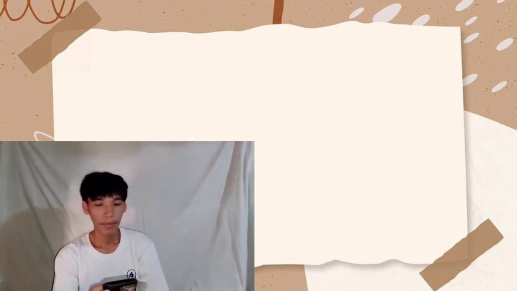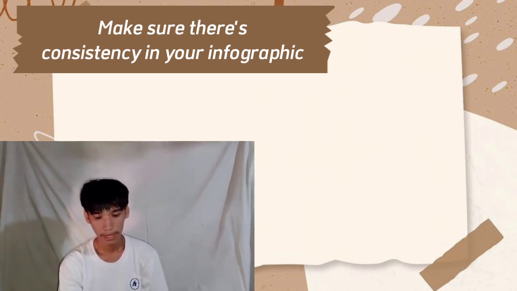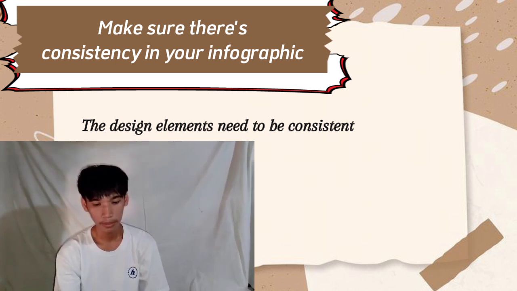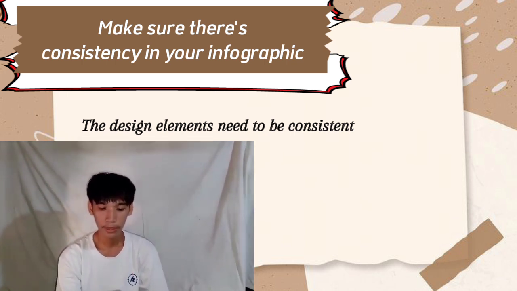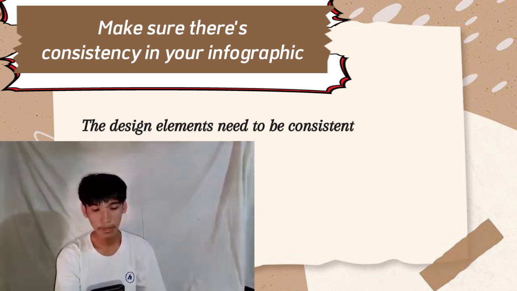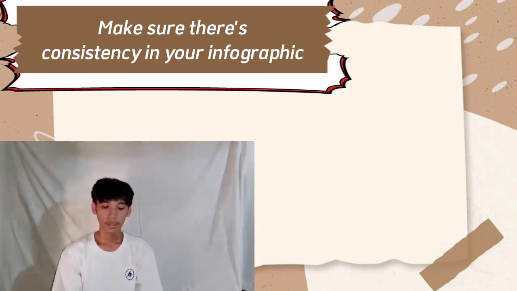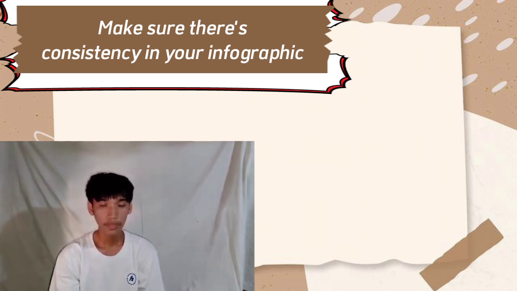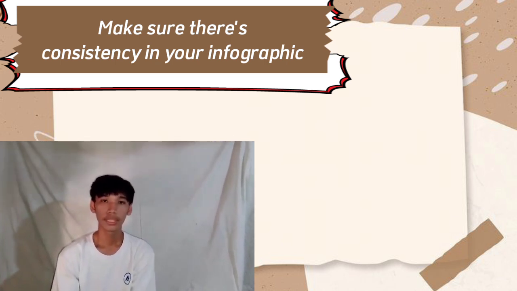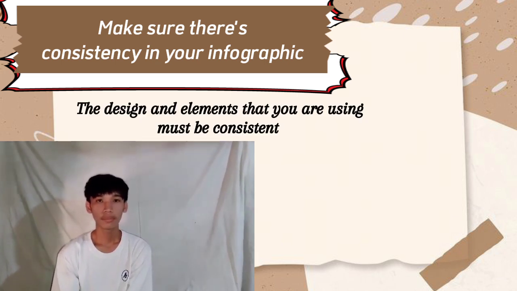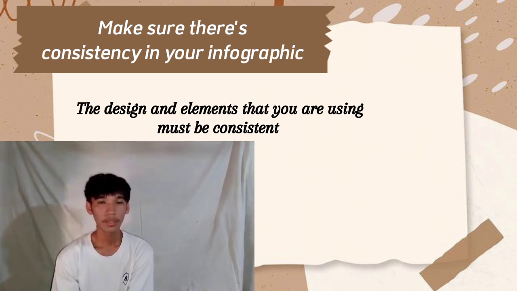So first off, make sure there is consistency in your infographic design. In order for the infographic design to flow from start to finish, the design elements must be consistent. Rather than mixing line art icons, you should keep using the same style throughout the entire infographic. The same goes for the style of images you use, the font style, and the color palette. So, in order for your infographic design to look smooth and be easier to understand and read for the audience, the design and elements that you are using must be consistent throughout the infographic that you are creating.